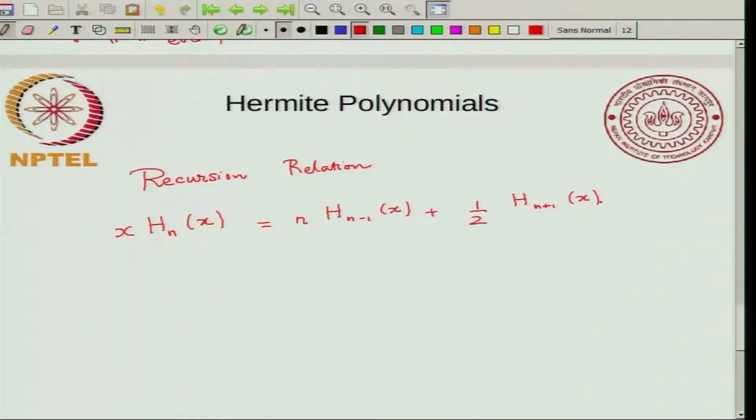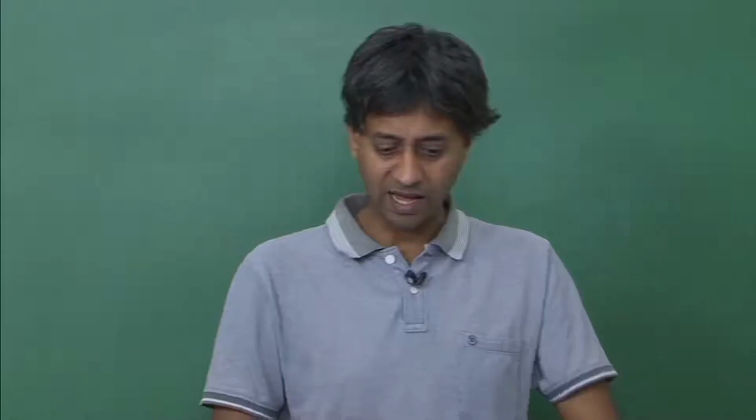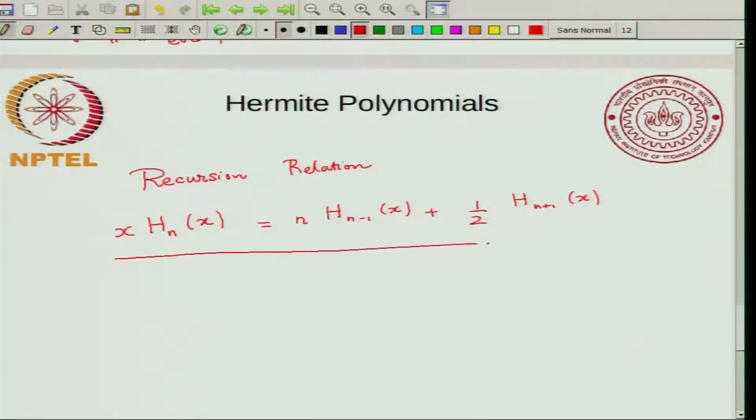Now this recursion relation is extremely powerful, and we will see uses of that in some of the practice problems. I expect that you should know this recursion relation, so you should remember it. Remember what you do is you multiply x into Hn. Then you get a sum of two terms, one that has Hn plus 1 and one that has Hn minus 1. There are some factors that multiply each of these.